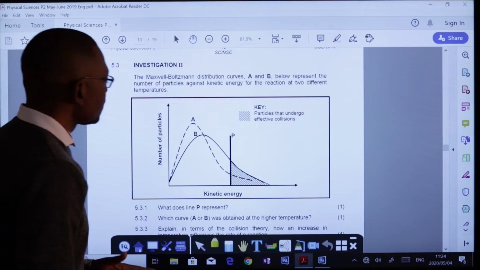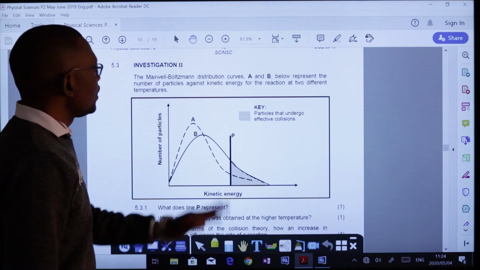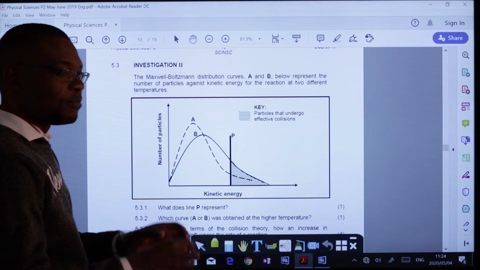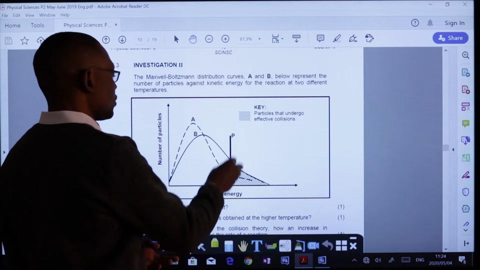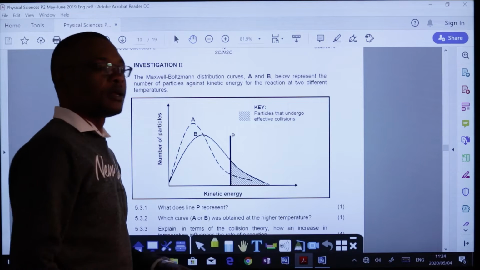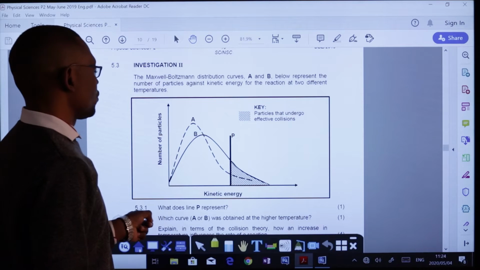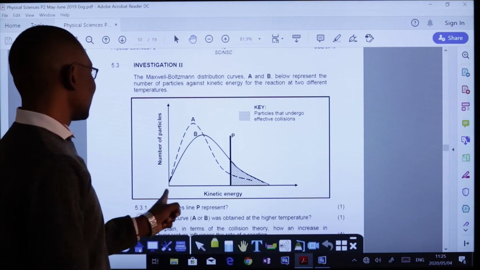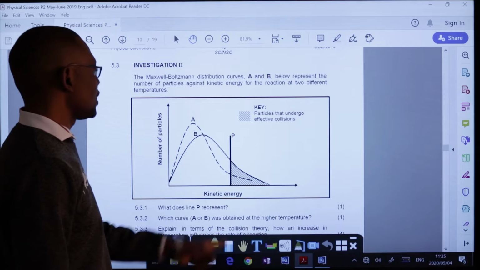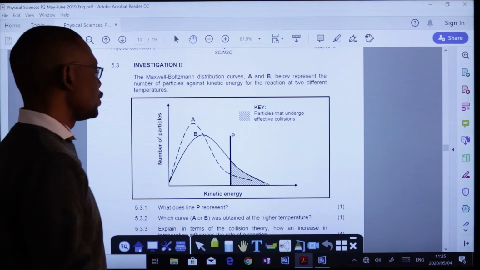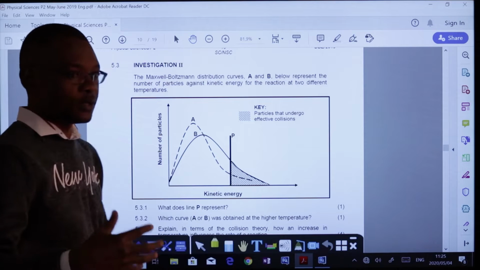We understand that at P, it is a measure of the activation energy, the minimum amount of energy required to set the molecules into a reaction. So the question is asking, number 1, what does line P represent? We are saying it represents the minimum amount of energy required for the molecules to react.